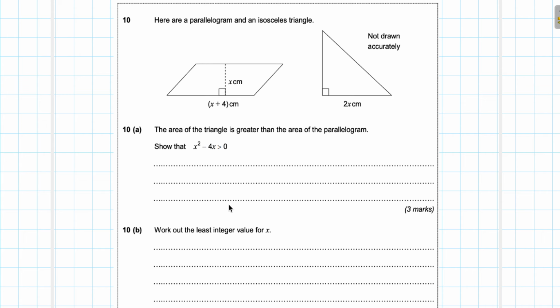The last question of this video is going to look at question 10. Here are a parallelogram and an isosceles triangle. The area of the triangle is greater than the area of the parallelogram. Show that x squared minus 4x is greater than 0.